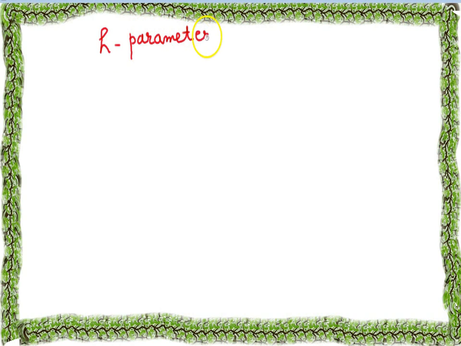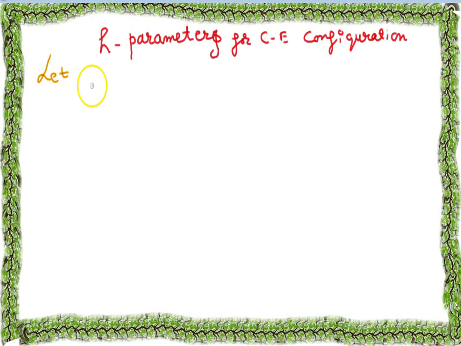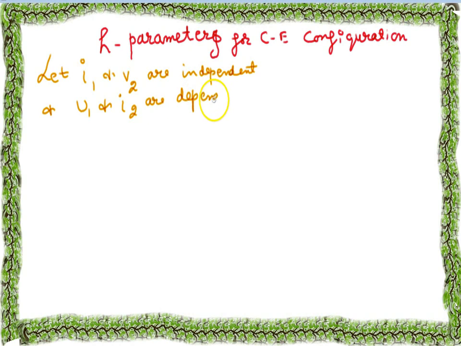Today's topic is H parameters for common emitter configurations, and to find the input resistance, output resistance, current gain and voltage gain. Okay. In a two-port network, we have four variables. We make two variables independent and two dependent. It is our choice.